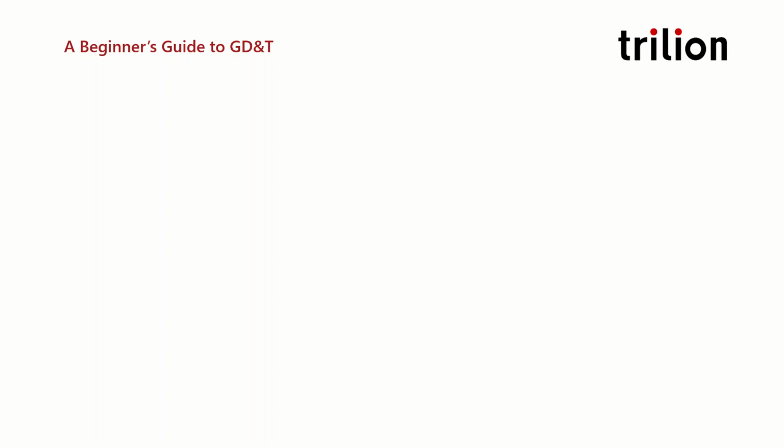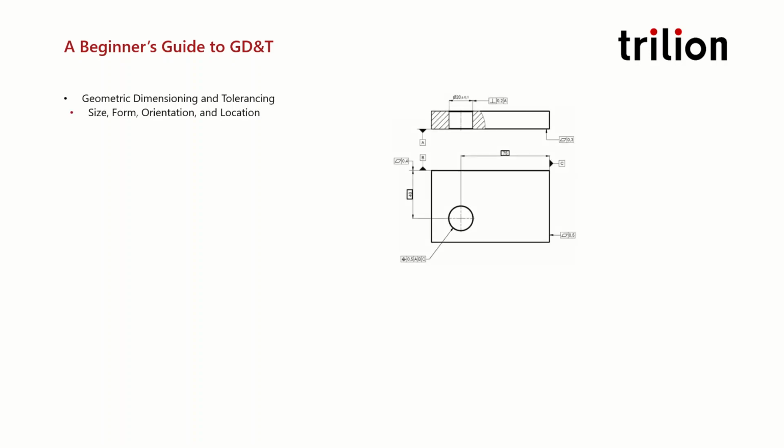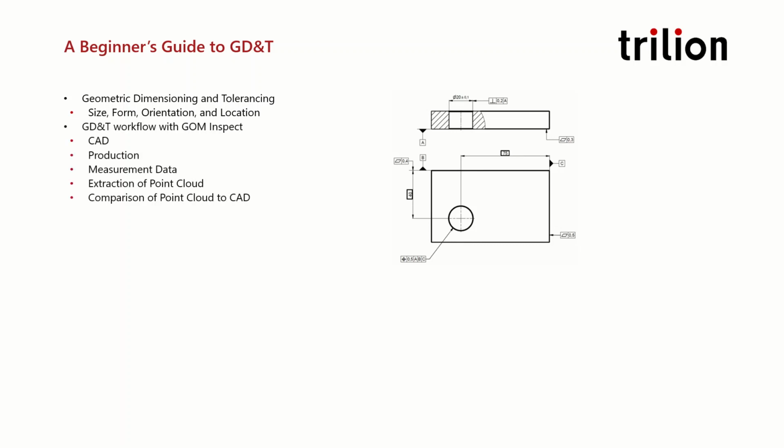This webinar is an introduction to geometric dimensioning and tolerancing, especially using GOM Inspect. GD&T involves size, form, orientation, and location of parts and features. The typical workflow when following GD&T is creating a CAD model, producing the part, taking measurements of this part, extracting that data in the form of a point cloud, and then comparing that point cloud data to the nominal CAD data. GD&T is dictated by ISO standards 1101 and ASME Y14.5.